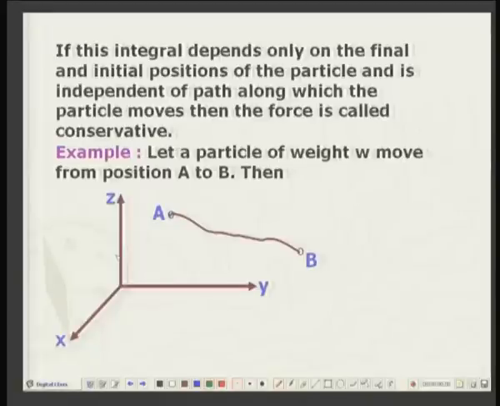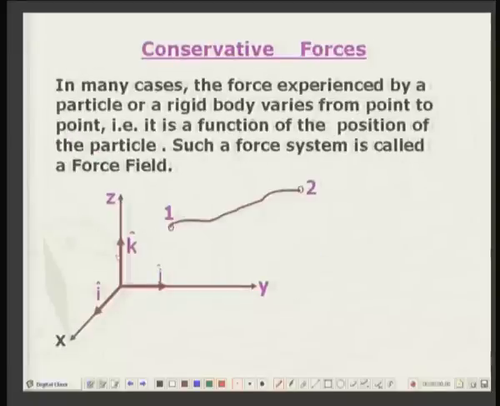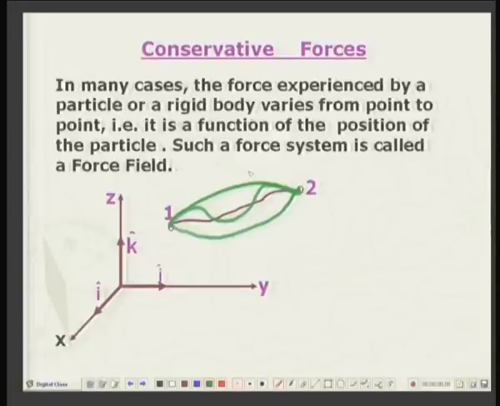If this integral depends only on the initial and the final positions, and it is independent of the actual path followed by the particle, then the force field is called a conservative force field. For example, these are two points 1 and 2, and the particle is moving from 1 to 2. It can take up this path, it can take up this path, it can take up any arbitrary path like this. If we find that along any of these paths, the work done is identical to any other path, then the corresponding field of force is a conservative force field.